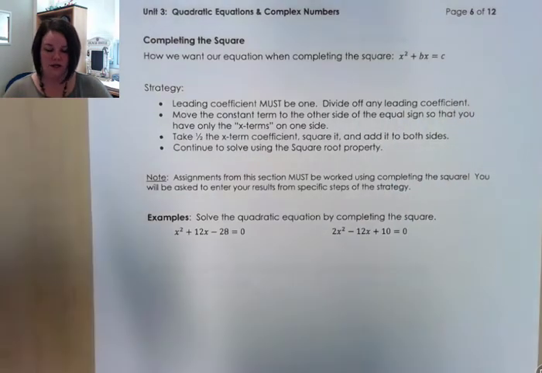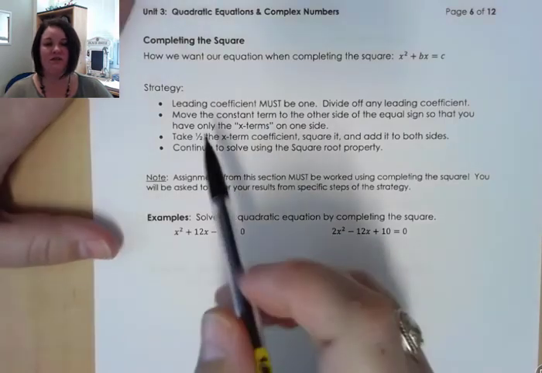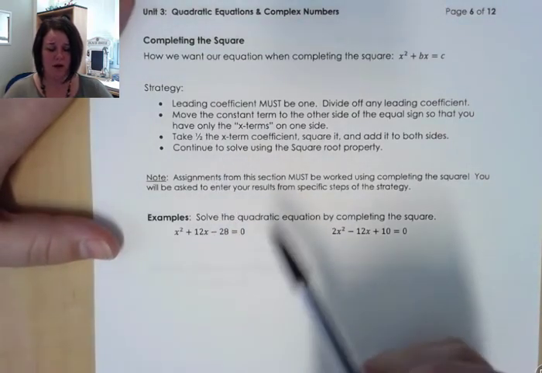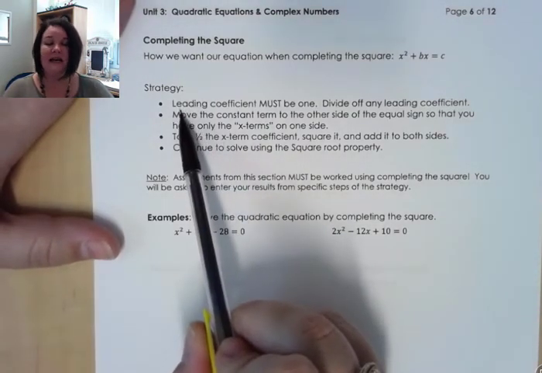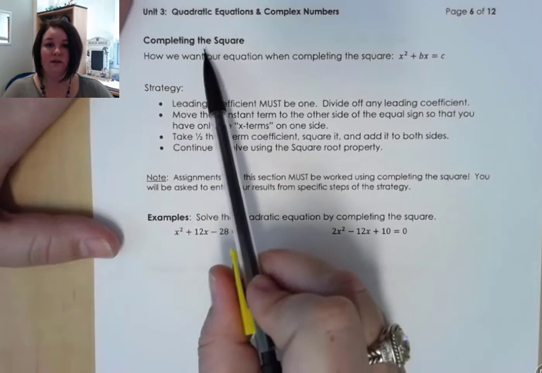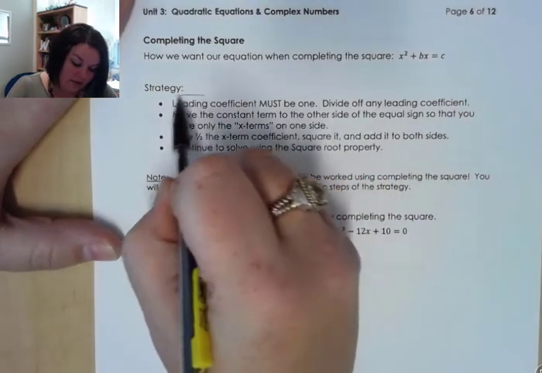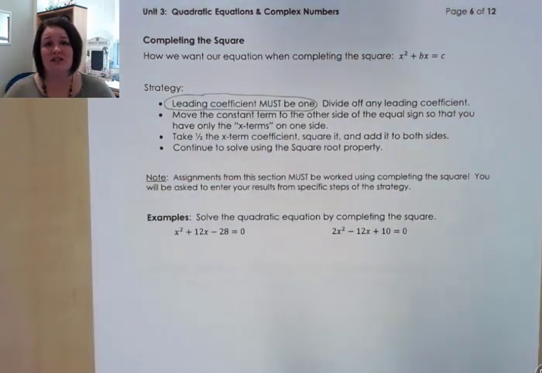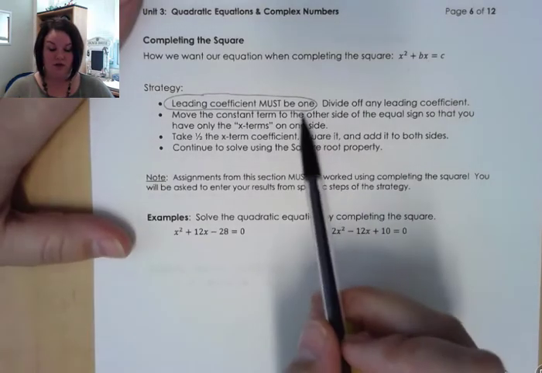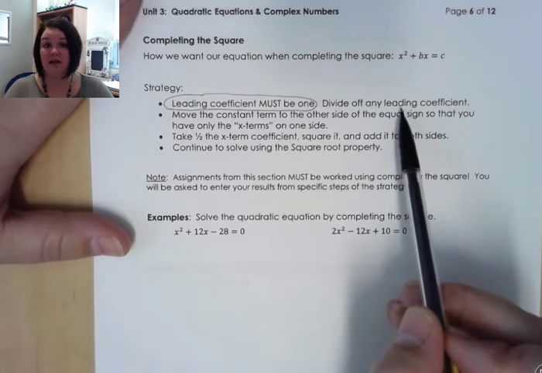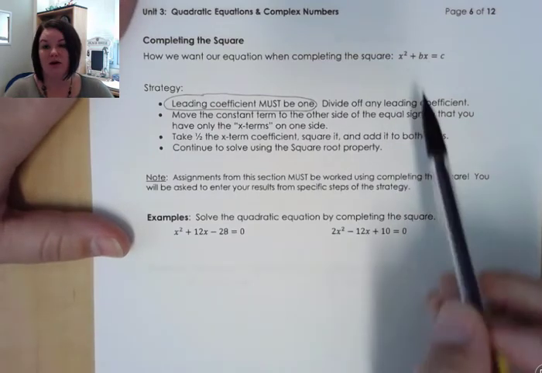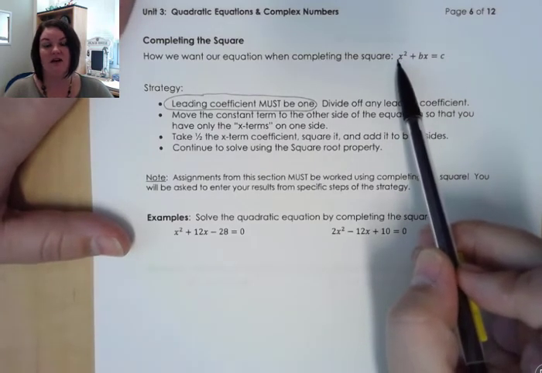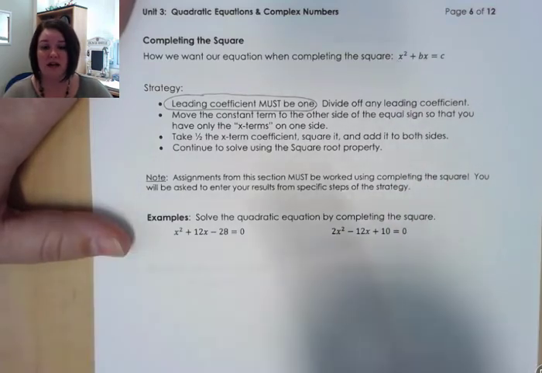Okay, so here's our strategy step by step, and I'm just going to read through it and then we'll do some examples which will help. Okay, so first of all, anytime that we are going to be doing completing the square, our leading coefficient must be 1. Okay, it doesn't matter if you do all the other steps. If your leading coefficient is not 1, it's not going to work. Okay, so we start by dividing off any leading coefficient that there might be, unless there's not one. If it looks like this, then obviously we're fine. But if there's a number in front of that x squared, we have to get rid of it. Okay, so we divide it off.